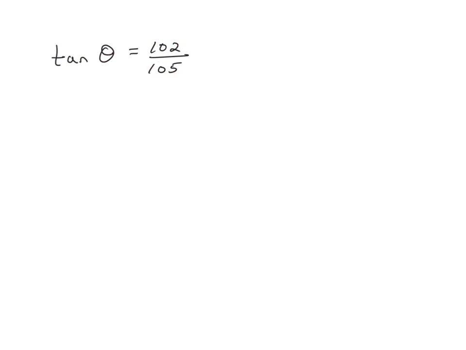So 102 over 105 is roughly about 0.971. So in a calculator, what you could do is type tangent of some number that you guess, and if you get something close to 0.971, well, that angle is likely the solution to the problem.